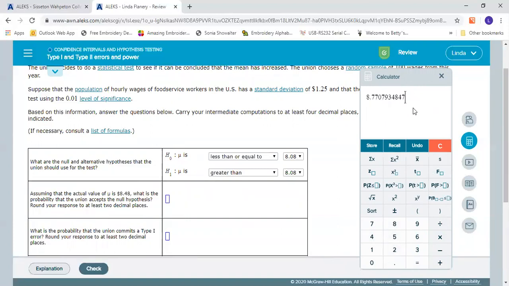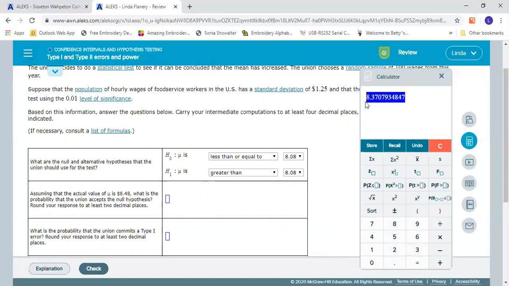Just leaving that in there. Once I have that value, I am going to, oops, I added the wrong value. Let me undo that. It wasn't $8.48 there. I want to add my mean sub 0. My mean sub 0 is the $8.08. Put the right number in there, $8.08. So Z sub 0.01, times the standard deviation over the square root of n, plus mean sub 0, which is my $8.08. Now I'm going to hit equals.